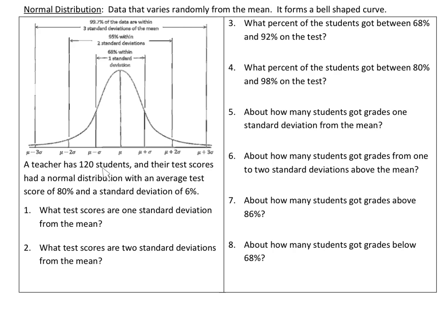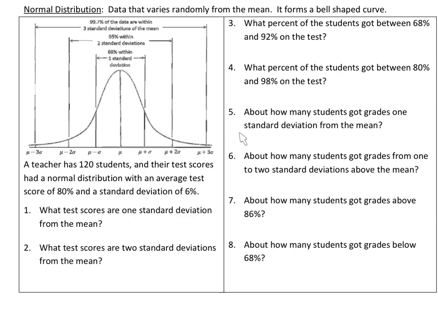All right, let's look at this question right here. A teacher has 120 students, and I actually do have 120 Algebra 2 students. Their test scores had a normal distribution of 80%. Now, test scores usually aren't normal. Most of the time, they could be, but they're not normally normal. That's kind of redundant. So 80% is my average test score, and my standard deviation is 6%. So we're saying for some reason these test scores came out normal.